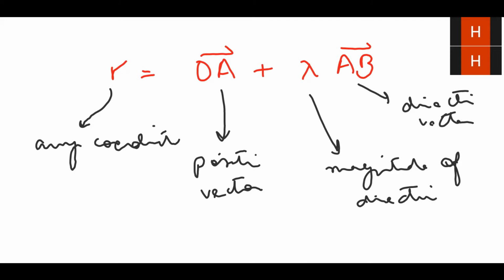Now we know that any coordinate means that this is something that would be unknown to us. We already know that the position vector is our OA or OB vector, and we already know that the direction vector is the one that we found out from our position vectors. Now how do we find out the magnitude of the direction vector?